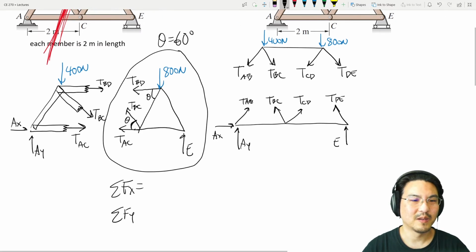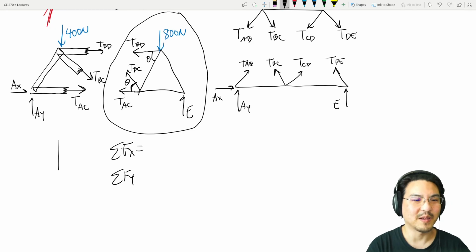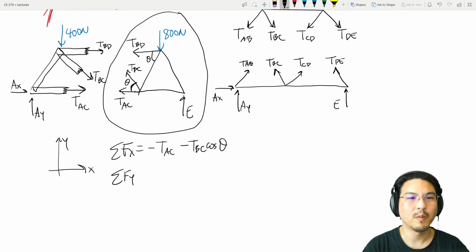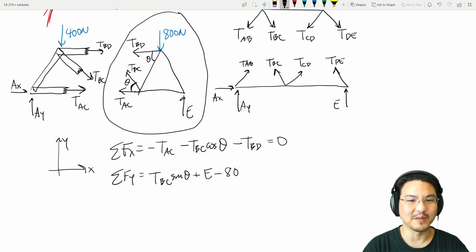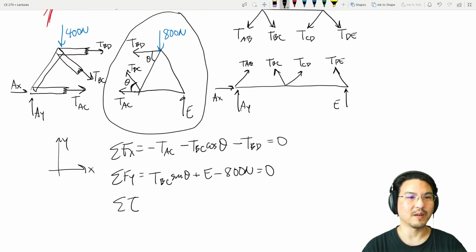Okay, so in the x direction, I had my coordinates like this. In the x direction, minus TAC minus TBC cosine of 60 minus TBD, that's it, equals 0. Y direction, TBC sine 60 plus E, the reaction, minus the 800 Newton load equals 0. And I can sum torque about anywhere.